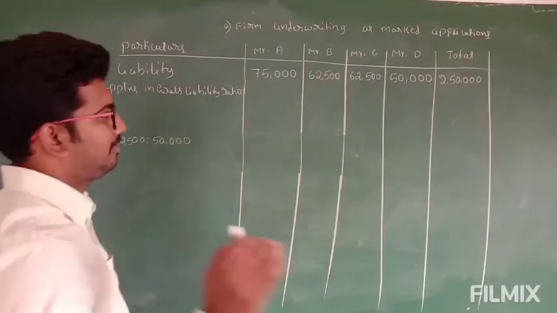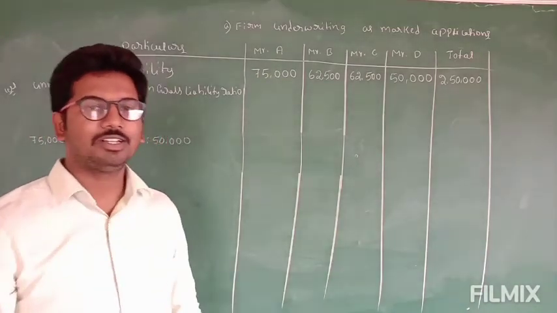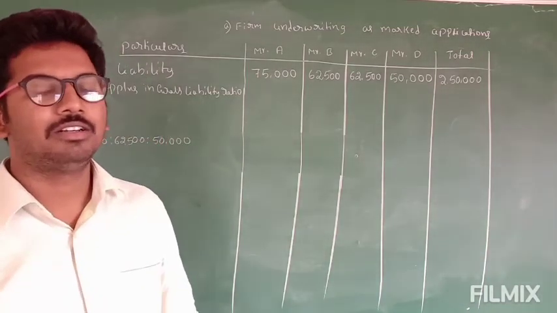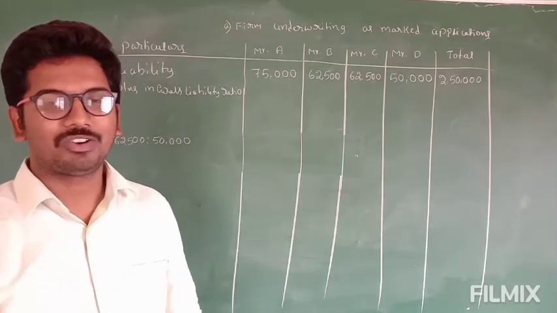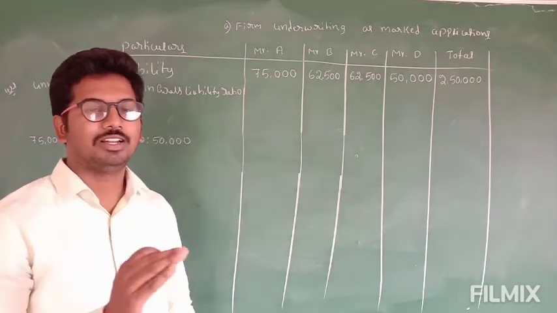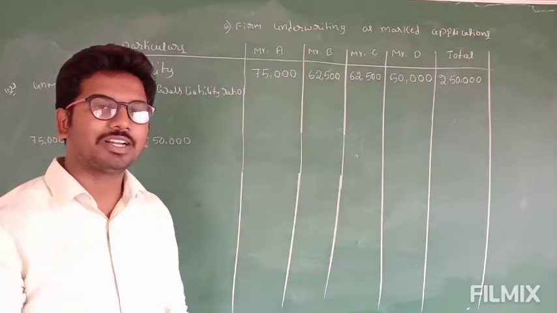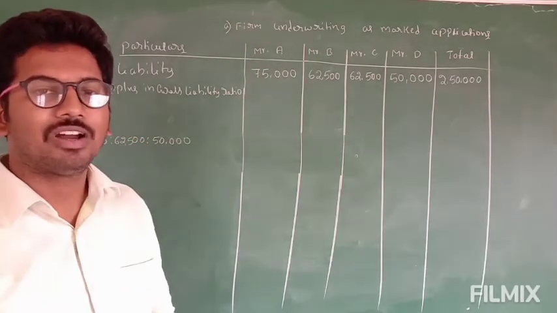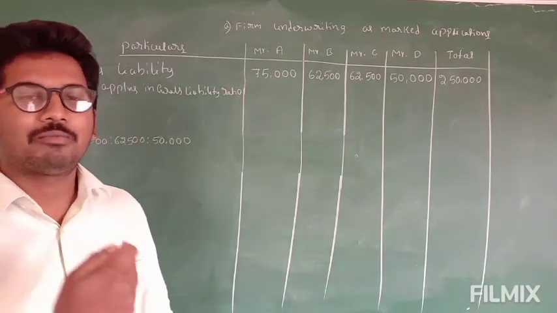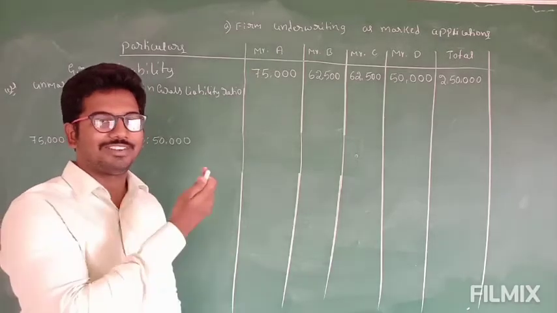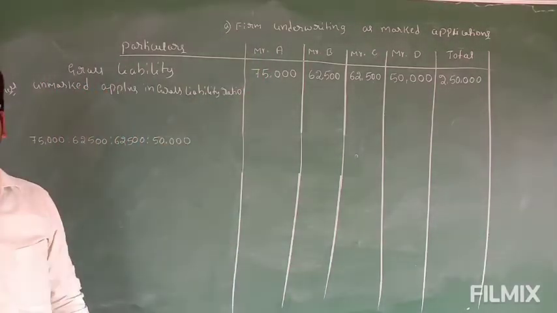So first step, we can find out total subscription. So in the total subscription we can find out unmarked applications. How do we find out? Total subscription less marked applications. So in the question they have given firm underwriting as marked applications. So along with the firm underwriting plus marked applications, less unmarked applications too. So after that we can start the sum by taking firm underwriting as marked applications.